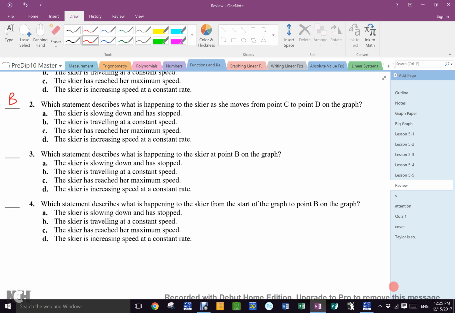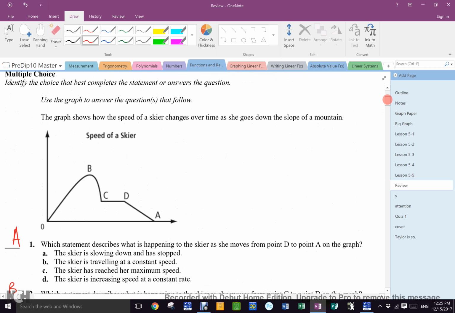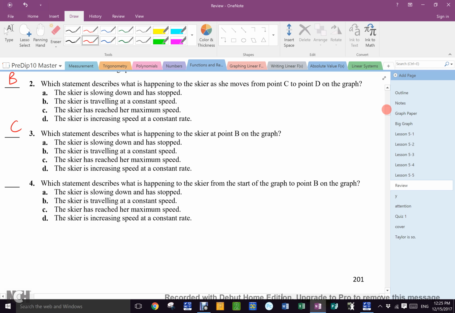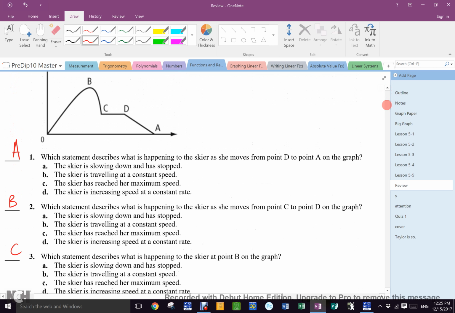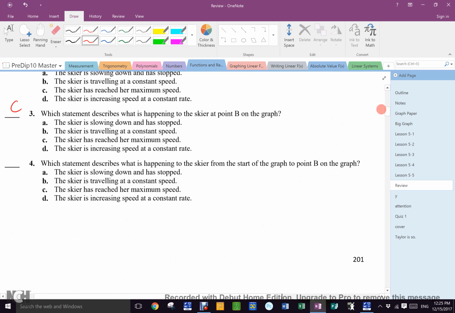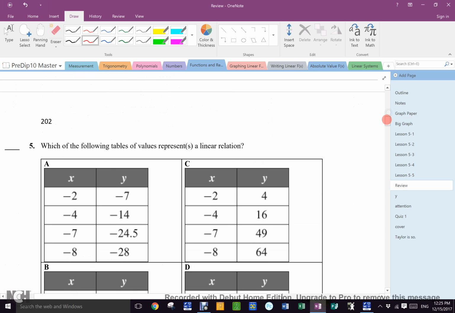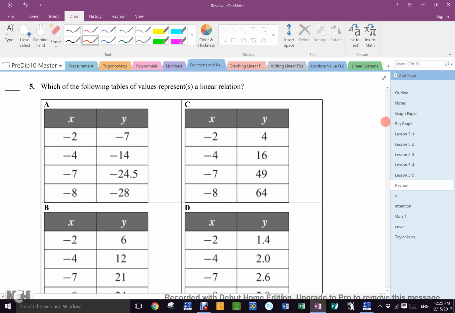What has happened to the skier at point B? C. Excellencio. What happens at four? From the starter graph to point B, the skier is increasing at a constant rate. Yep. D. Nice job, everyone. Give yourself a mark out of four. I assume you all got four out of four.